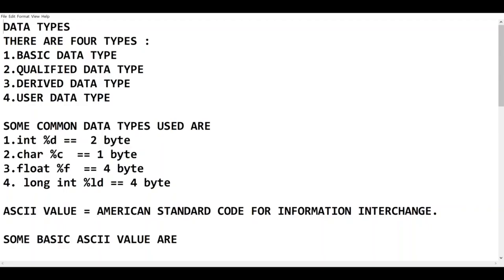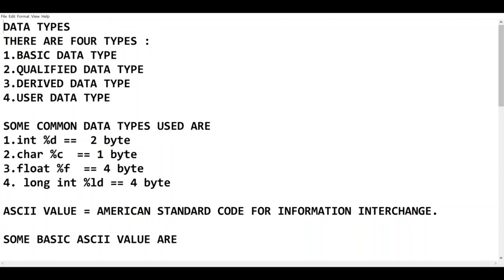There are four types of data types: basic data type, qualified data type, derived data type and user data type. Among them we use some common data types. That is int, which is denoted by %d and requires 2 bytes in the memory block. Next is character, which is denoted by %c and acquires 1 byte in the memory block.